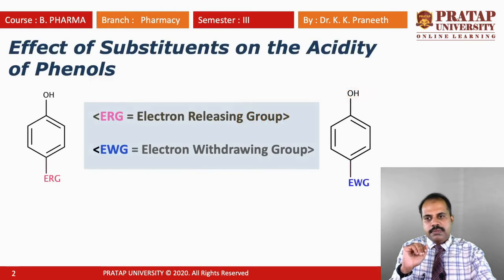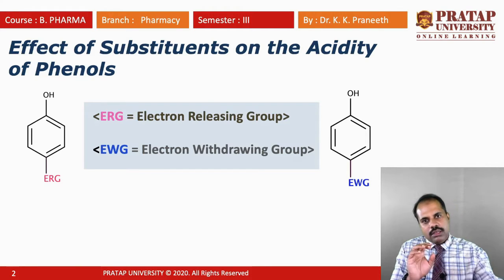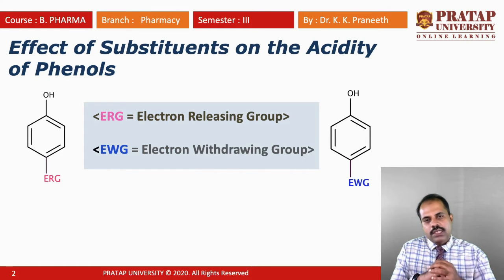So let's see the effect of substitution on the acidity of phenols. We have seen the acidity of phenol, right? Phenol is mildly acidic, because it can release the proton H plus. Whichever chemical releases a proton is considered an acid. Today we will see how substitution affects the acidity of phenols.